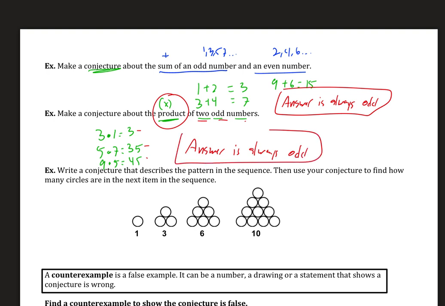odd. So that is how we find conjectures. Basically, we create the patterns and then we find a pattern. Or we find the answer, a conjecture. Good. All right, write a conjecture that describes the pattern in the next sequence.